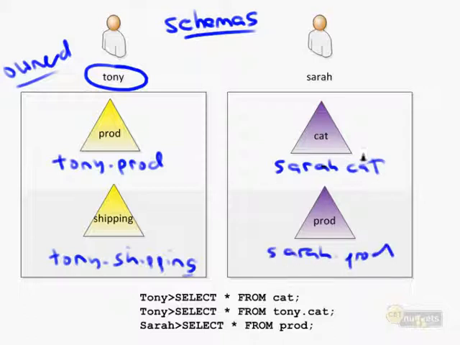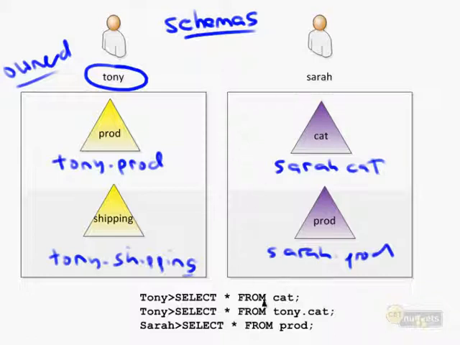Now, things get interesting name resolution-wise when users start running selects against objects, or really any SQL statement, not just selects, against objects that are outside their own schema. That is to say, Tony can query his tables all day long by using either their qualified or unqualified name. He can run select star from prod and he'll get results back all day long. Now, if he ran select star from cat, which is a table owned by Sarah, what do you think would happen? Well, two things are going to happen.